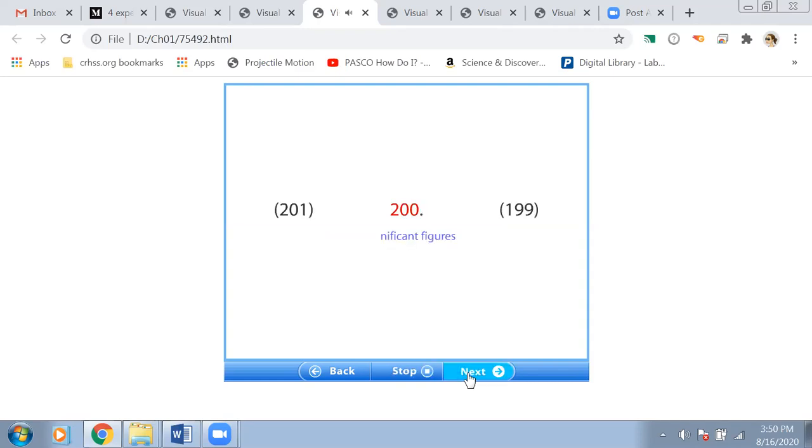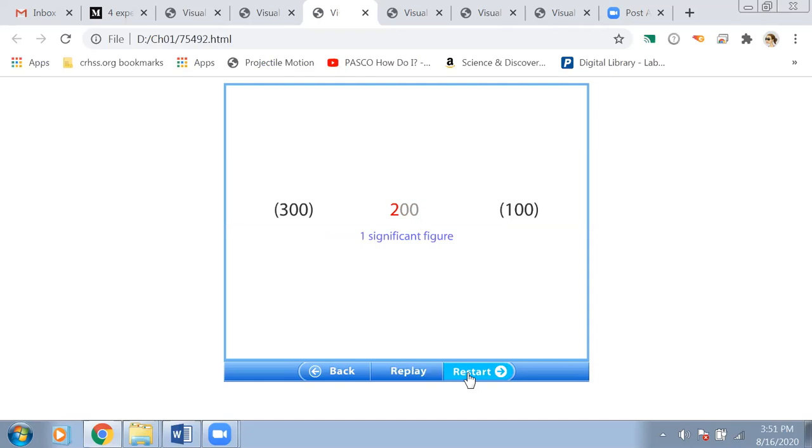If you measure exactly 200 milligrams of a substance, then the zeros in this number are significant. If, however, the zeros are just placeholders to indicate 200 milligrams, as opposed to 100 or 300 milligrams, then the zeros are not significant.